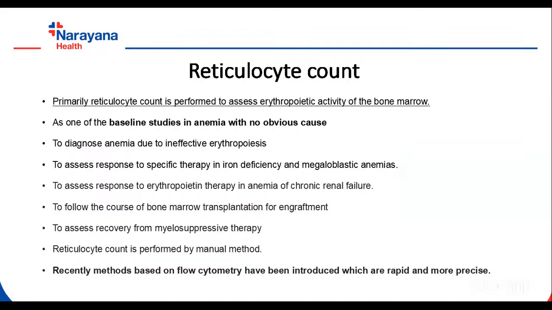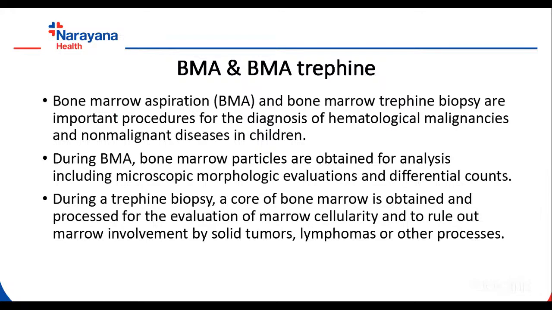Basic reticulocyte count, which is very important when you have an anemia, to recognize whether it's a hemolytic anemia, whether it is an aplastic anemia. It is also used to assess response to specific therapy in iron deficiency and megaloblastic anemia. Also, it is important to follow the course of a bone marrow transplant to see whether it has engrafted or not. Also, reticulocyte count is done by manual method, and now in recent time, it is also done on flow cytometry.